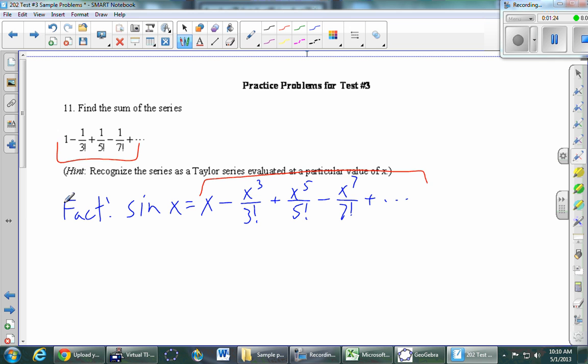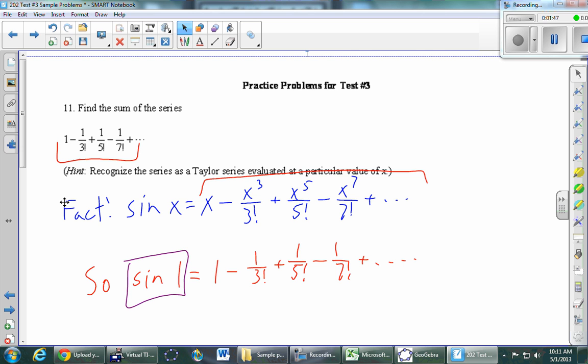So then if we say that we were going to plug in x equals 1, then we would say that sine of 1 is equal to 1 minus 1 cubed over 3 factorial plus 1 to the 5th over 5 factorial minus 1 to the 7th over 7 factorial plus dot dot dot. So then our answer to this problem is sine of 1.